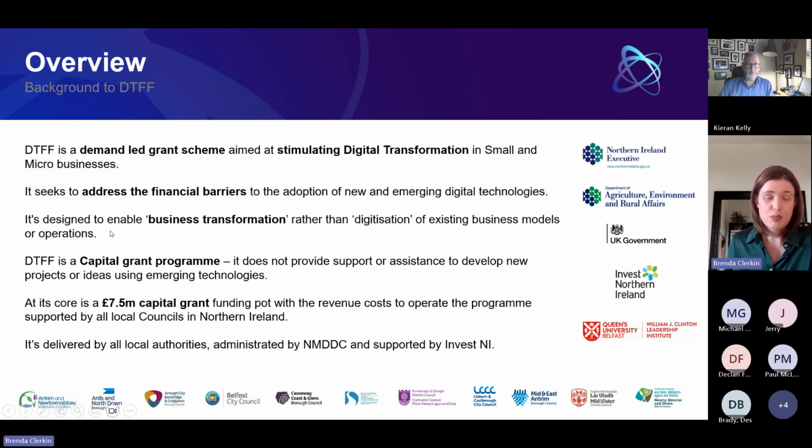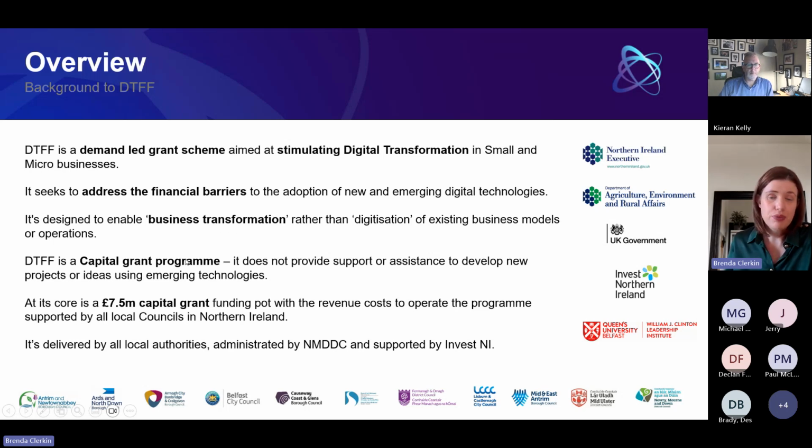So the fund is there to support small and micro businesses on their business transformation journey, and that's really important. If you're applying to the scheme, you need to be able to demonstrate that you are transforming your business, and it's not just about digitalizing or digitizing your business. And I'll speak on that in another little minute.